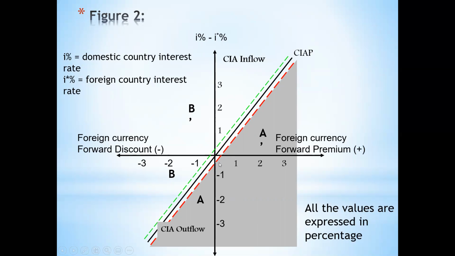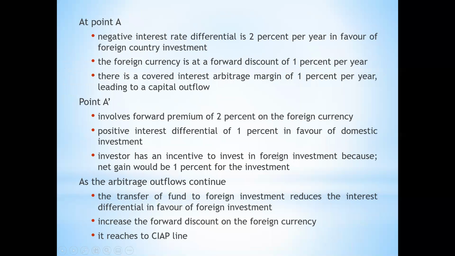Your horizontal axis represents the foreign currency at forward premium here and the foreign currency at forward discount here. On the other hand, you can see domestic currency at forward discount and domestic currency at forward premium. So looking at point A, the negative interest rate differential is 2% per year in favor of foreign country investment.